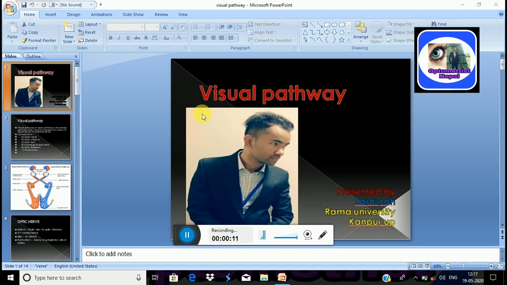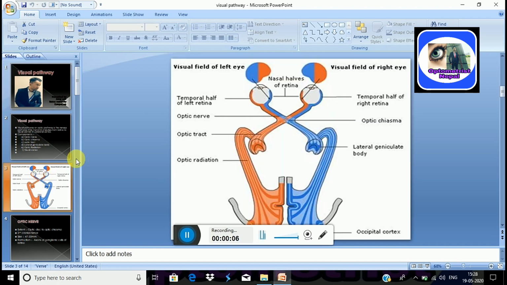Today my presentation will be on the topic of visual pathway. Before starting my presentation, I will show you and summarize the figure of visual pathway. Let's see, this is the whole structure of the visual pathway.